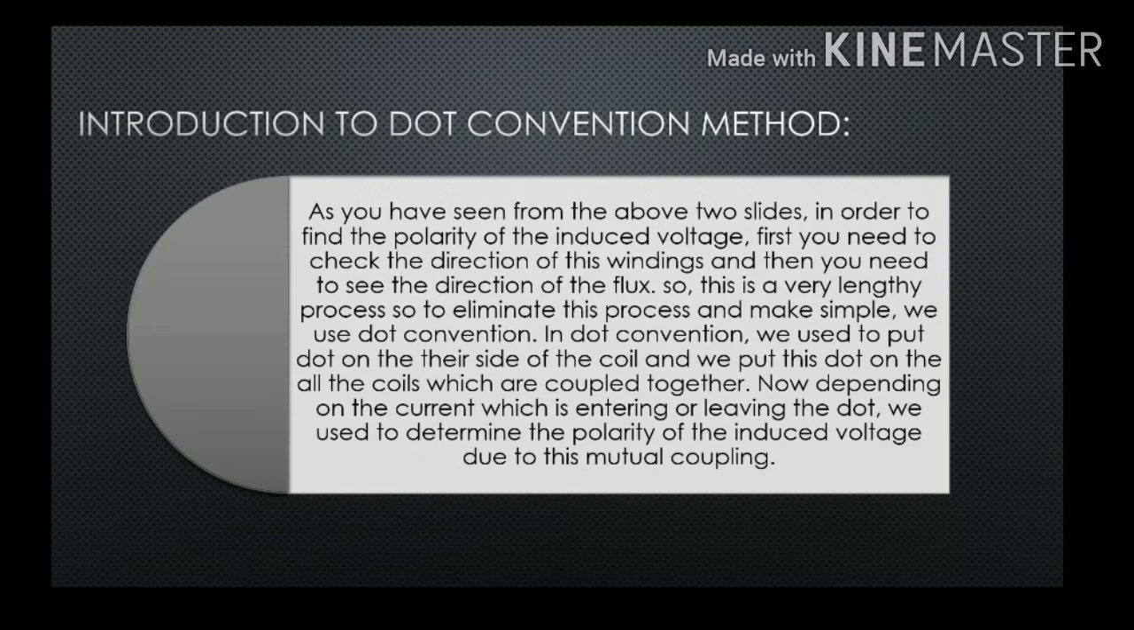In dot convention we put a dot on either side of the coil, and we put this dot on all the coils which are coupled together. Now depending upon the current which is entering or leaving the dot, we determine the polarity of the induced voltage due to this mutual coupling. This will be explained in upcoming slides.